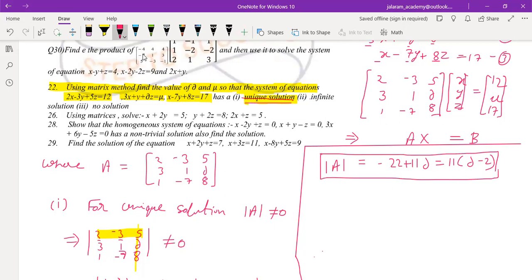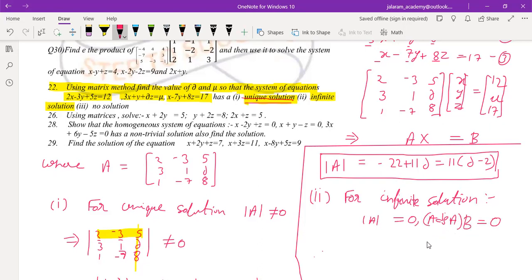In second part, again, look at this. The second part has infinite solution. We know that infinite solution is there only when, so first write the condition for infinite solution. So what is the condition for infinite solution? Determinant of A equals to 0 and adjoint of A into B is also equal to 0.